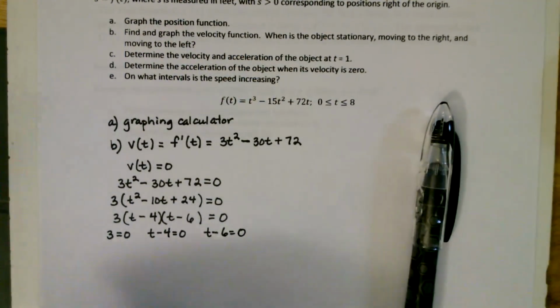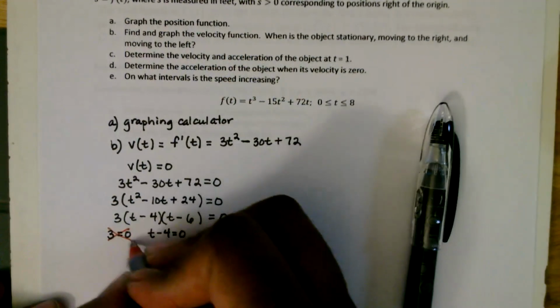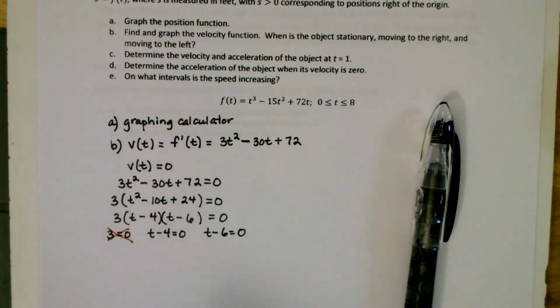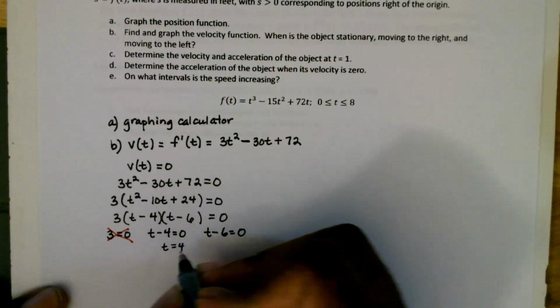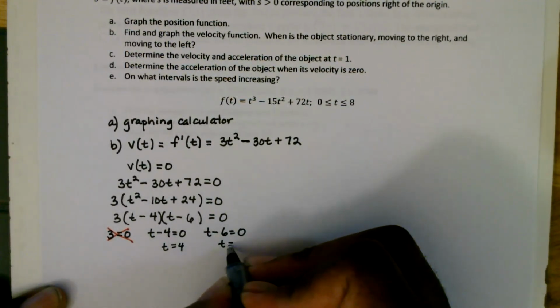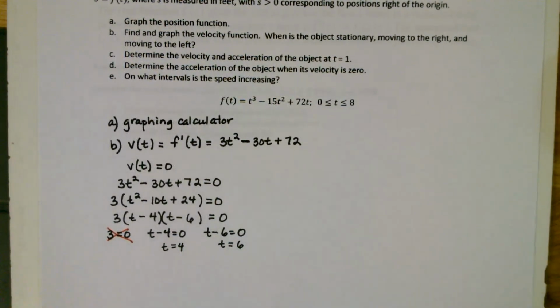Well, 3 cannot be equal to 0, so we can cross that out. T minus 4 equal to 0 would mean that t is equal to 4. And t minus 6 equal to 0 would mean that t is equal to 6. So t equal to 4 and t equal to 6 are where the object is stationary, at those 2 values here.